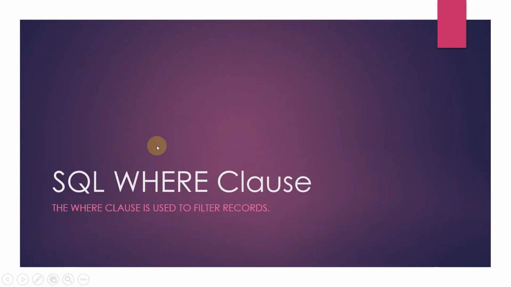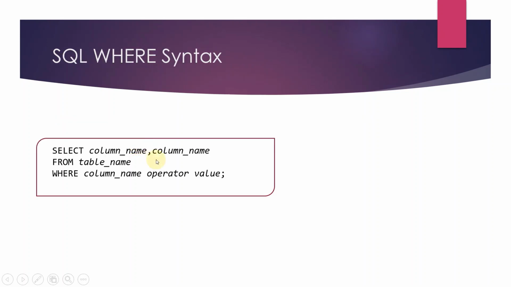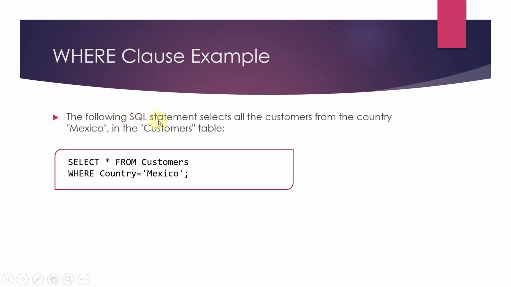Okay, so how about the use of the where clause? The where clause is used to filter the records. If you want to filter what you want to see on your screen, we have to use this where clause. The where clause is used to extract only those records that fulfill the specified criterion. So the syntax would be this. Let's go directly to our example. The following SQL statement selects all the customers from the country Mexico in the customers table. So how are we going to do that? Select asterisk from customers where country equals Mexico. Let's execute that one.